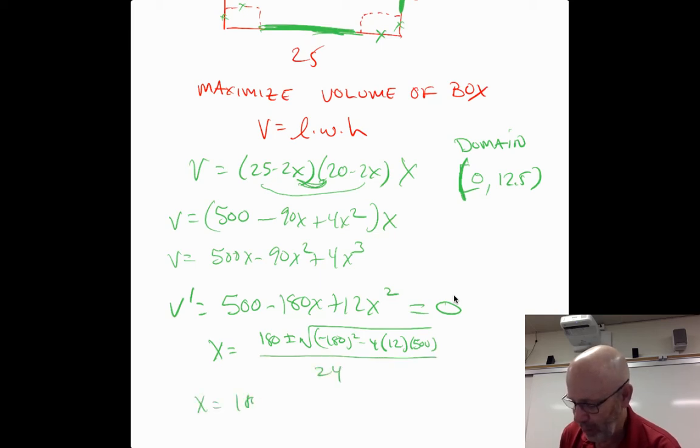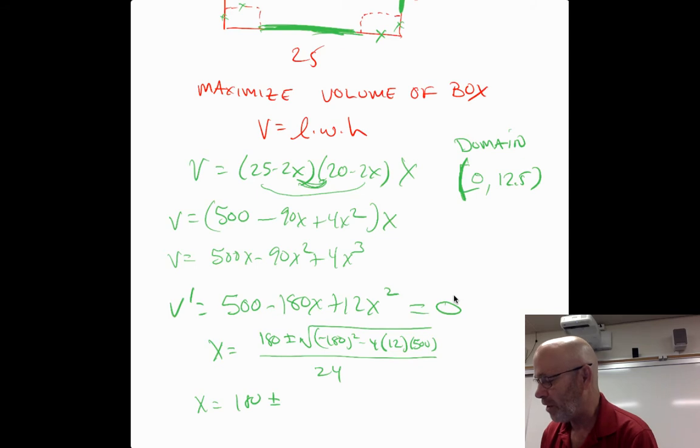And we hope a lot of these problems come out nice. Not all of them, though. So you can use your calculator just to add, subtract, multiply, and divide. So I'm going to go 180 squared minus 4 times 12 times 500. And I'm going to take the square root of that and hope I get lucky. No, it did not. 91.65.